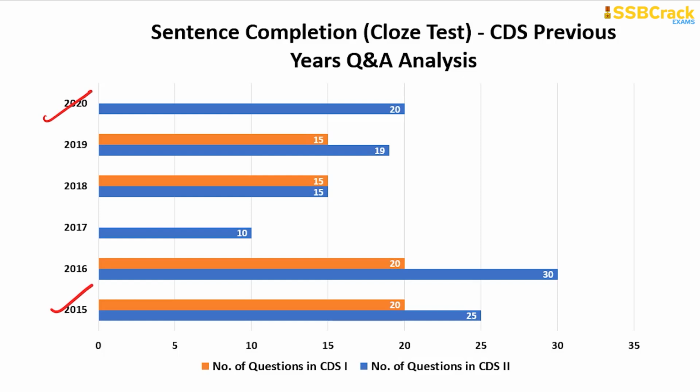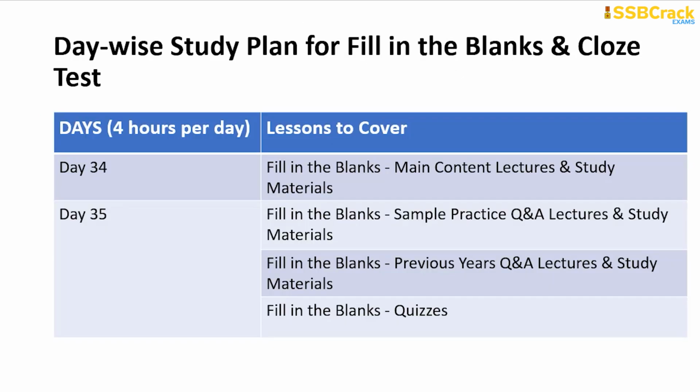The least number of questions that came from close test were 10 and the largest number of questions were 20. Okay, approximately, the largest was obviously 30, but approximately 15 to 20 questions have come from this topic. So you can understand the importance of this topic, right? So let's see how many days we need to contribute for fill in the blanks and close test.